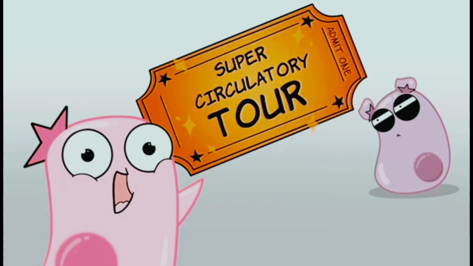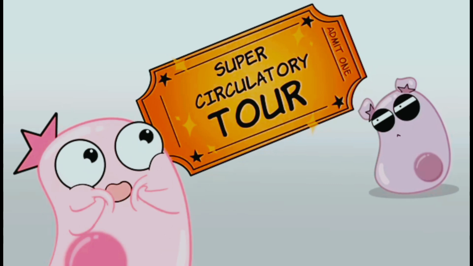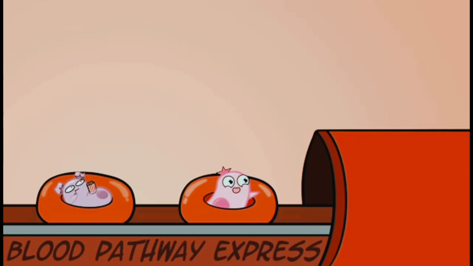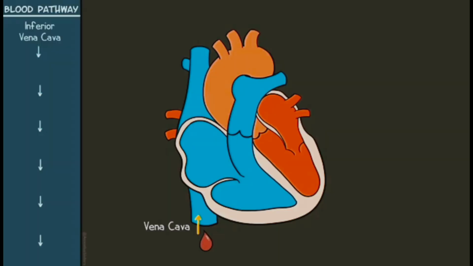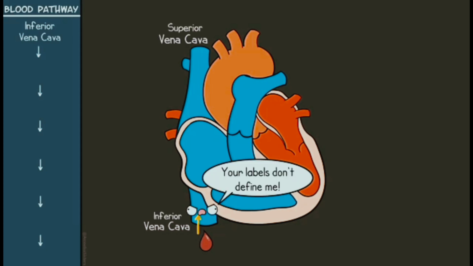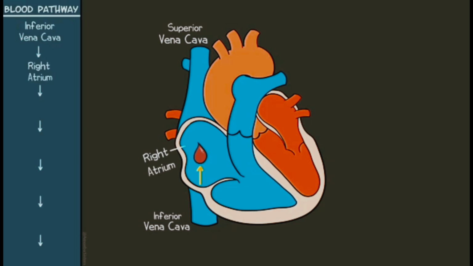Ready to take the adventure of a lifetime? An adventure tracing the pathway of blood through the heart? We're going to start with blood that is in the human toe. This blood is deoxygenated. It needs to get to the heart so that it can be pumped to the lungs to pick up oxygen and then be spread throughout the body. It's going to get there through the vena cava, inferior vena cava to be specific, as the superior vena cava is above the heart. The blood enters the right atrium.